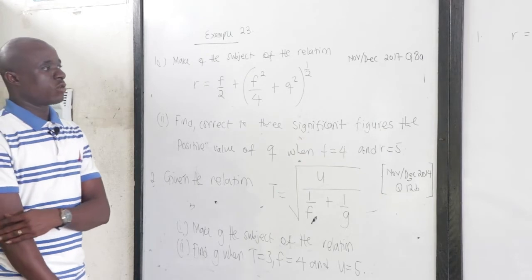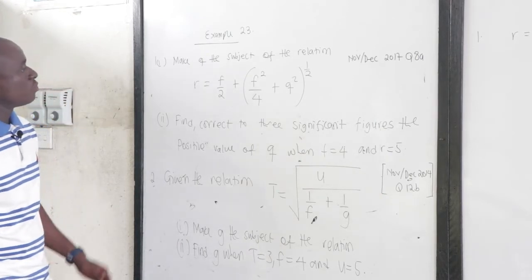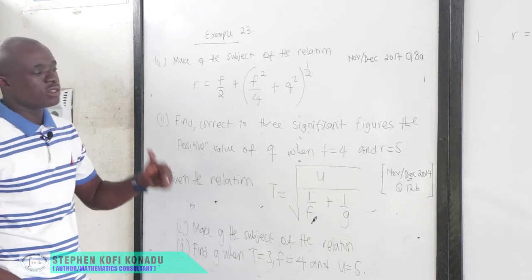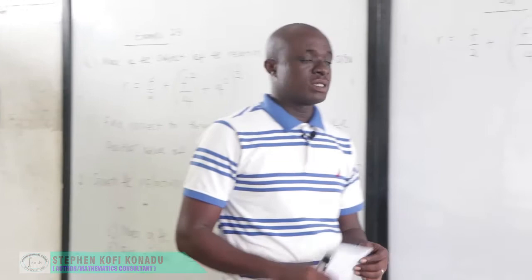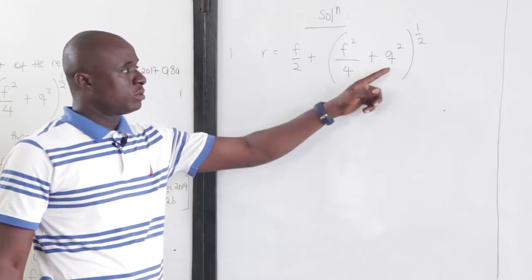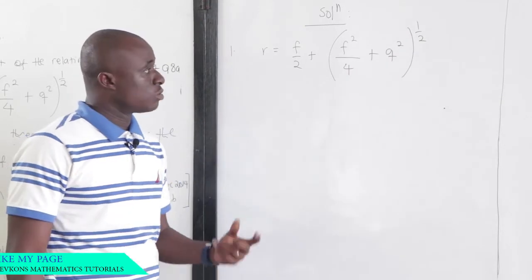Now, this NOVDEC question 1 is NOVDEC 2017, question number 8a. It says that we should make Q the subject of the relation. Now, there's a relation, and then we are being told to make Q the subject. Now, with this, the Q is 1 over 2 to the power 1 over 2, which is square root.